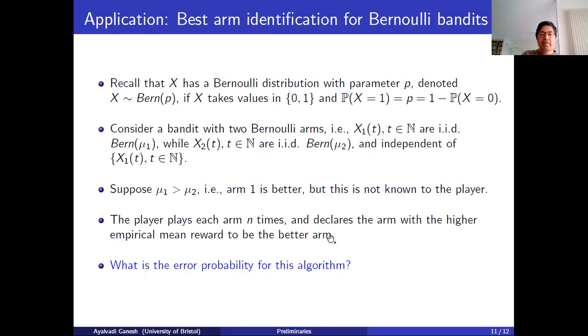Okay, so given this strategy, what's the error probability? What's the probability that when the player does this, they pick arm 2 as the better arm, even though arm 1 was better? What needs to happen for that? What needs to happen is that the observed mean on the second arm has to be bigger than the observed mean on the first arm. And we want to calculate the probability of that event, or a bound on the probability of that event.